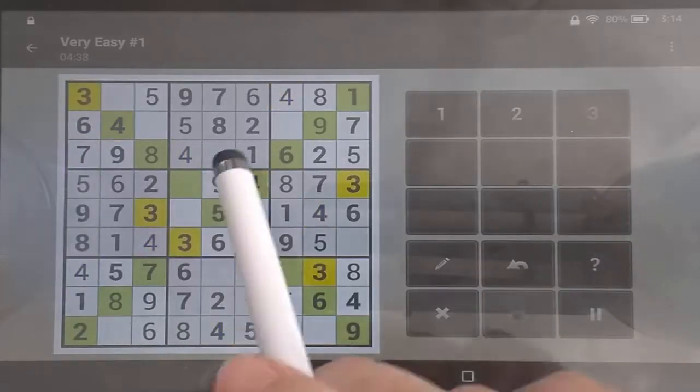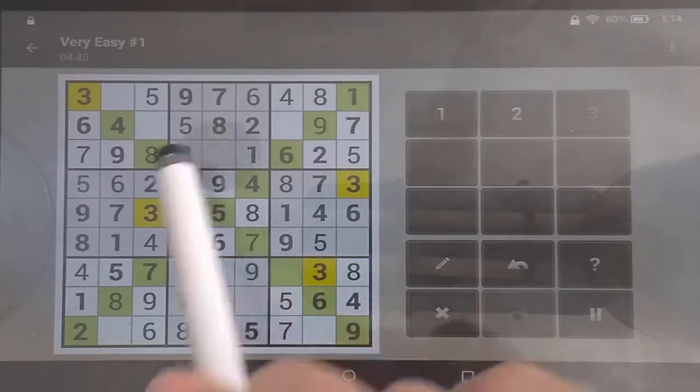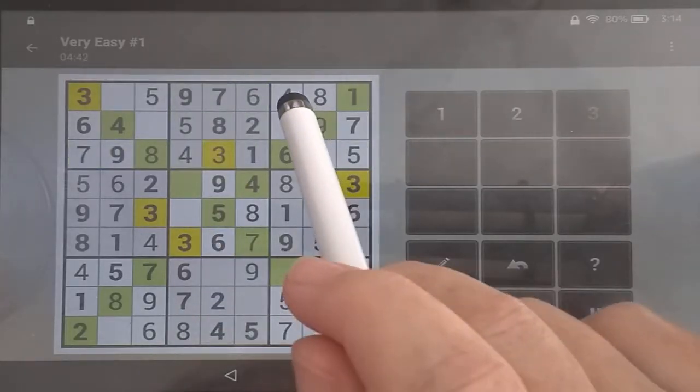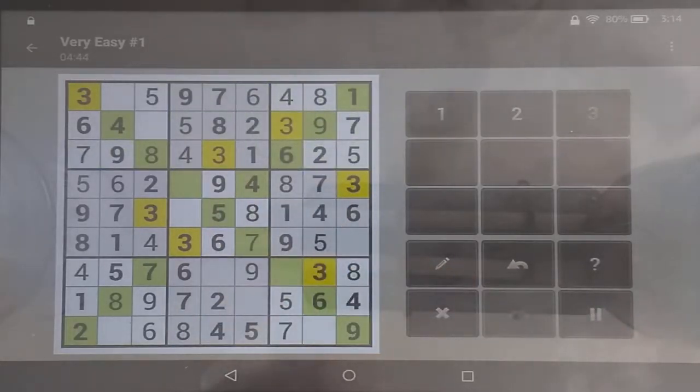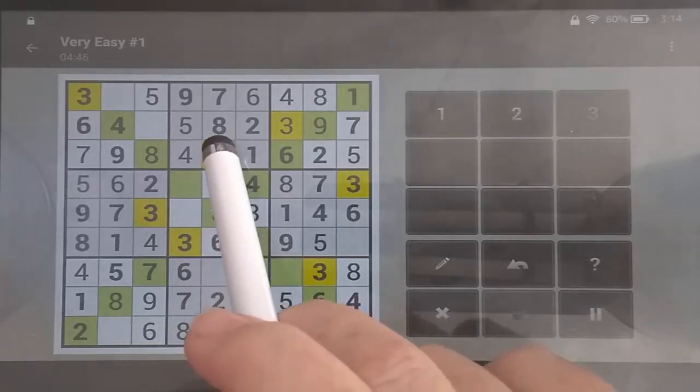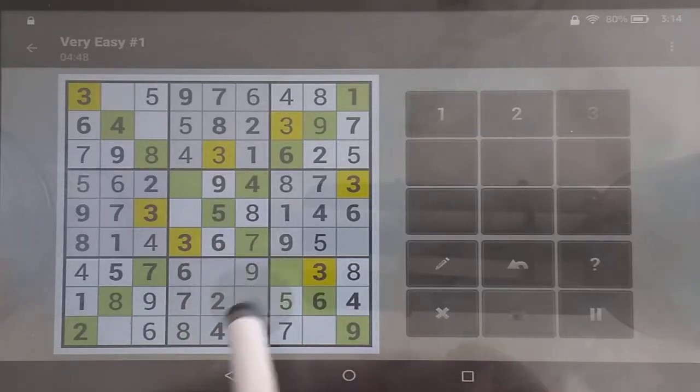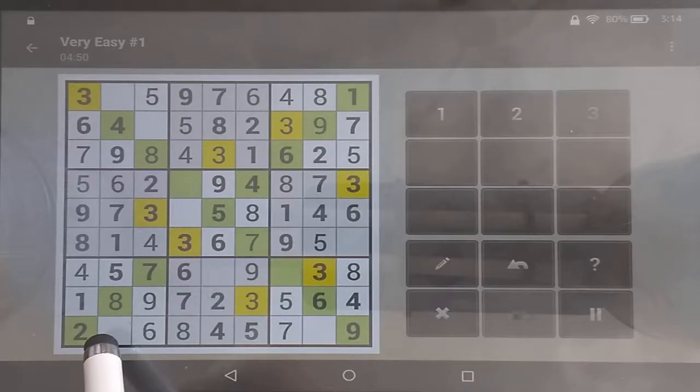On to the 3s. This is the only spot left, needs a 3, so there it is. Only spot left, needs a 3, so there it is. This says no there, so here's the yes. Last spot needs a 3, there it is.